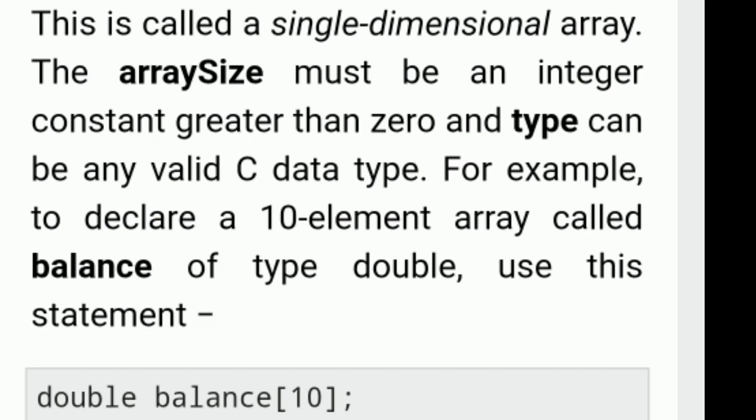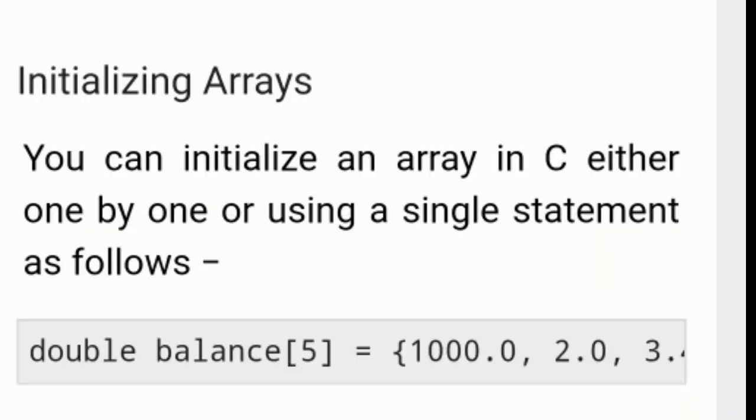Index 0 is the first element, index 1 is the second element, index 2 is the third element, and index 4 is the last element. Why is 4 the last element? The total number of elements is 5. That means the maximum index number is n minus 1. So instead of 0 to 5, it is 0 to 4.